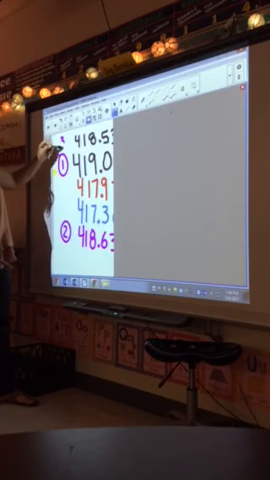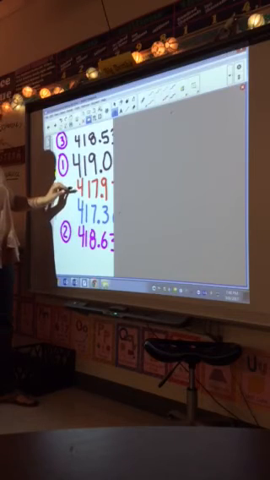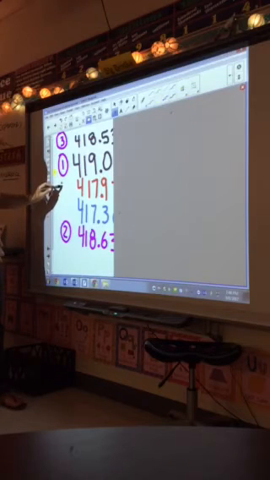This one is third, falling into third. Now, fourth, I have 417.9 and 417.3. So I'm able to check it off that this one is fourth and this one is fifth.